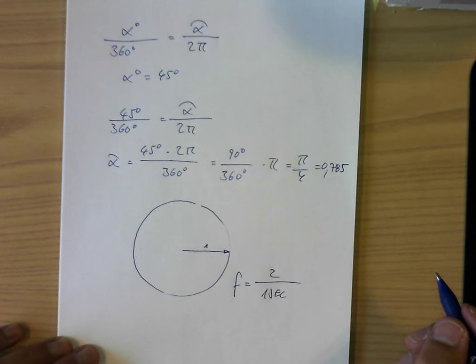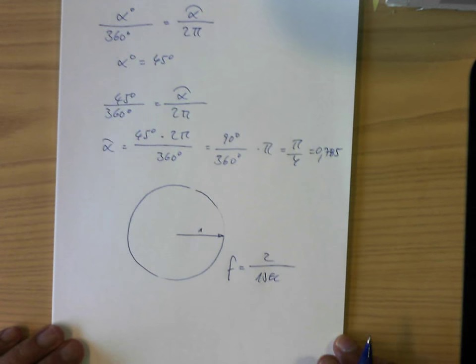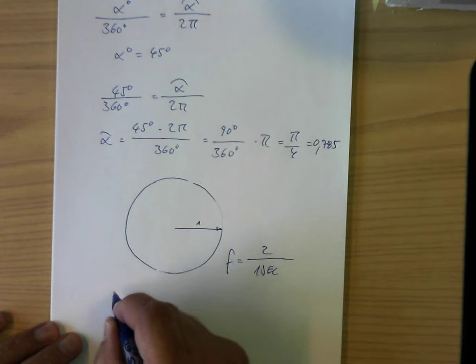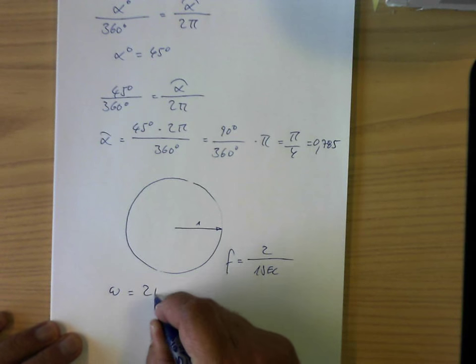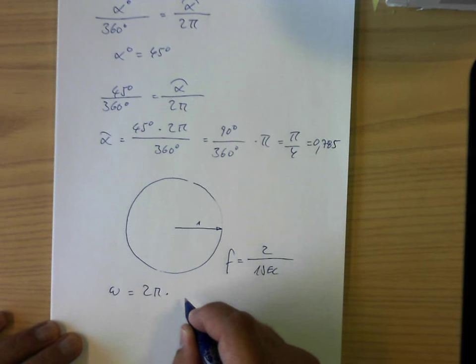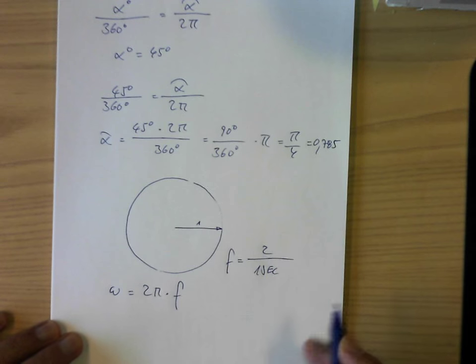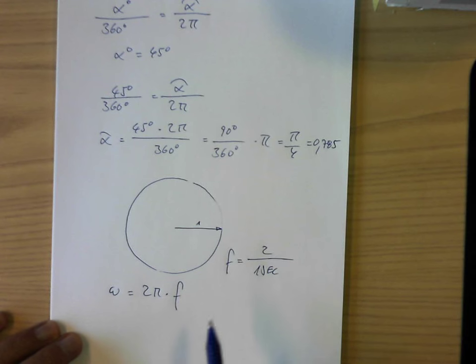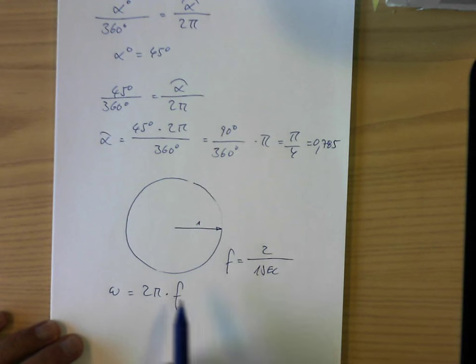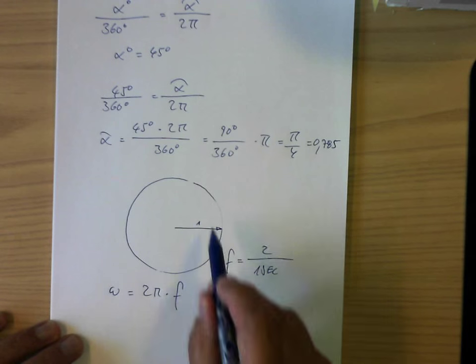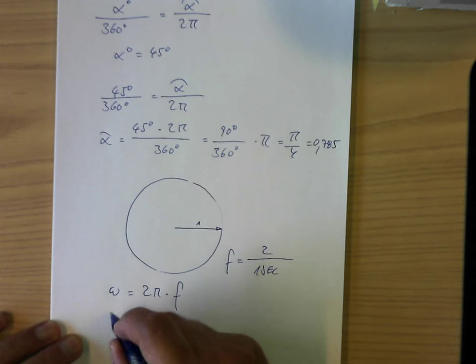And if I want to calculate the angular velocity, then I write it down this way. I say omega, which is angular velocity, is 2 pi, which is the circumference, times the frequency. So the angular velocity is described with the product of 2 pi multiplied with the frequency around in this circle. So that is angular velocity.